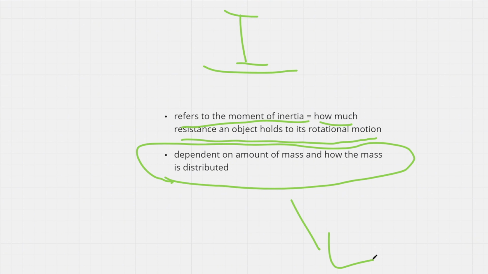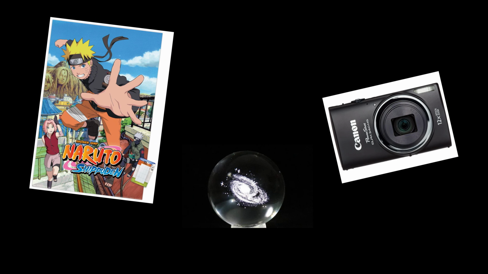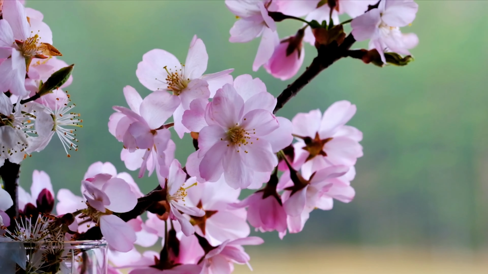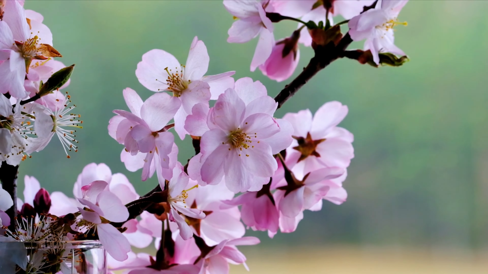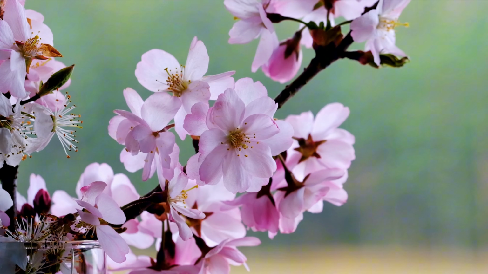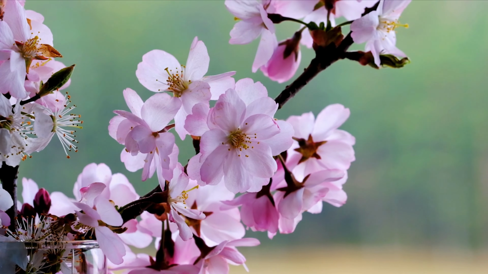If you look around your room, you will find that some objects have less inertia than others. My room, for example, I've got a poster, I've got a camera, I've got a big ball sphere thingamajig. All of these things have different amounts of inertia. They will require different amounts of force to move. That is both because of how much mass they hold, but also because of how they're shaped.